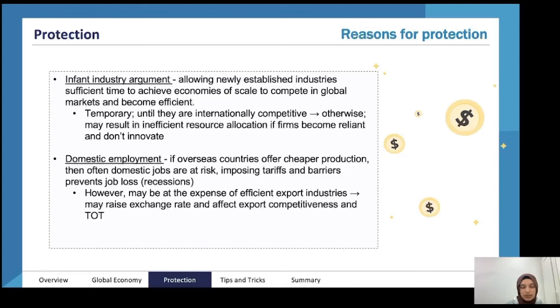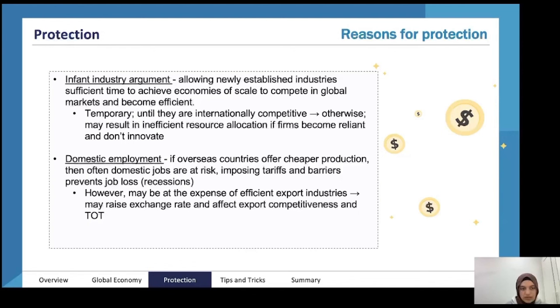Quite important to note down is that when we have new industries, they're already struggling, they're already very small, they're just trying to make their way. If international businesses come and compete, then there's no chance for the infant industry to grow in Australia. So the government will probably come in and help them out to help them become more efficient.